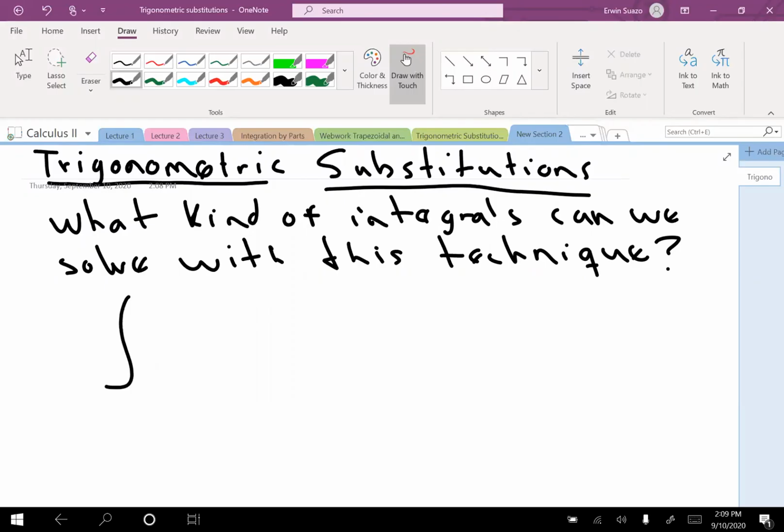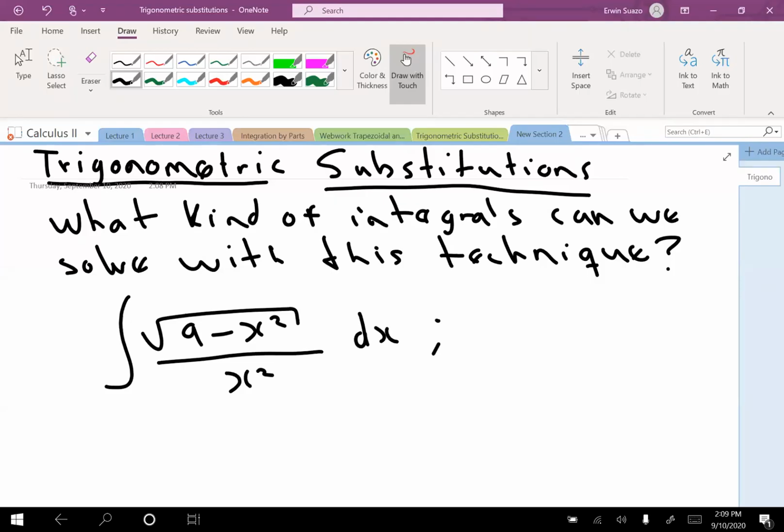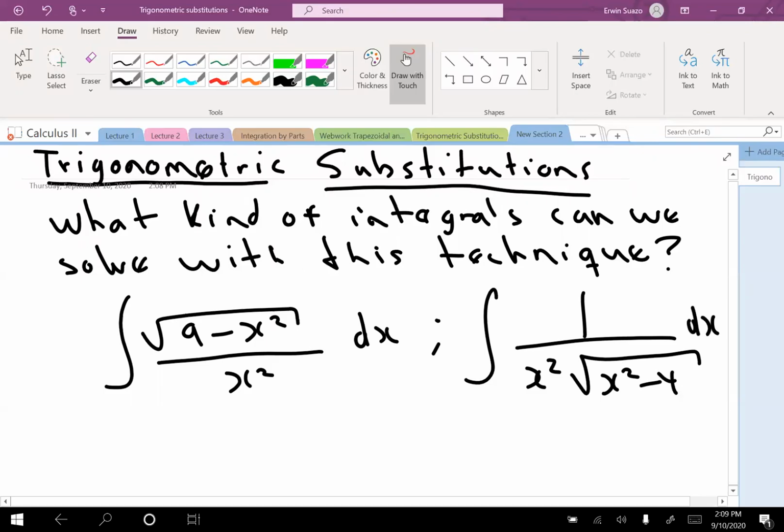For example, you could have the square root of 9 minus x squared over x squared dx. That will be one possibility, one example. Another kind is 1 over x squared times the square root of x squared minus 4 dx. So these integrals, you look at them and you're like, wow, that looks very difficult. Okay, so in that sense, that technique will be easy to figure out.